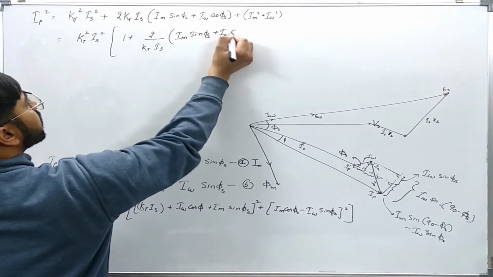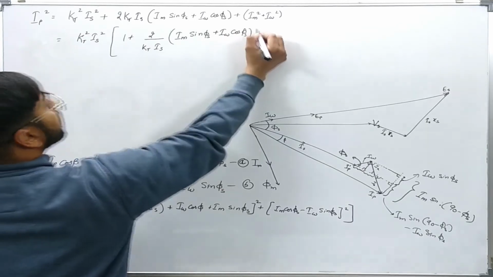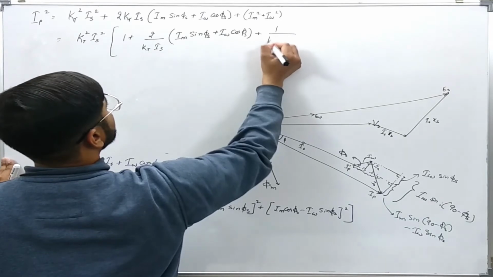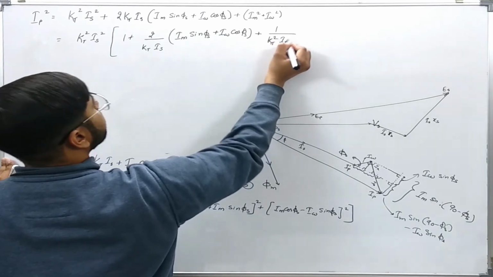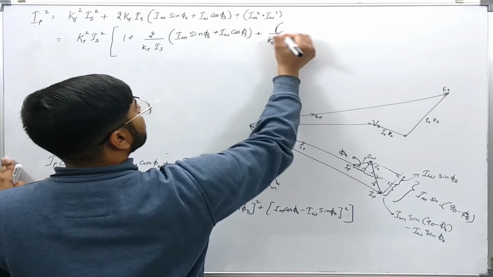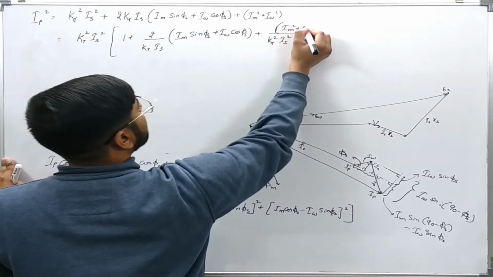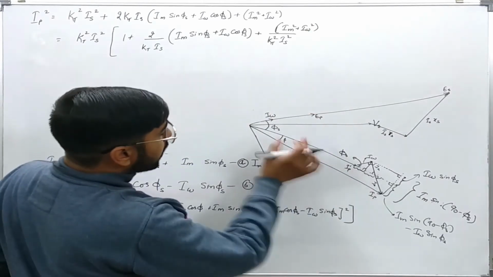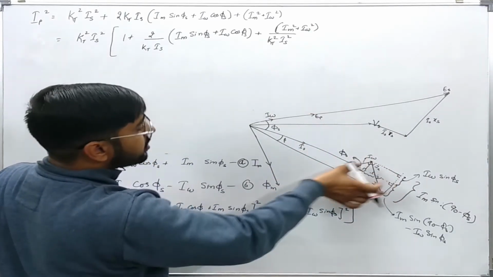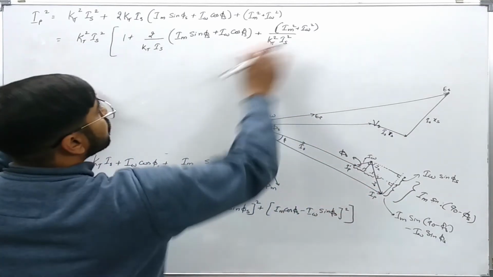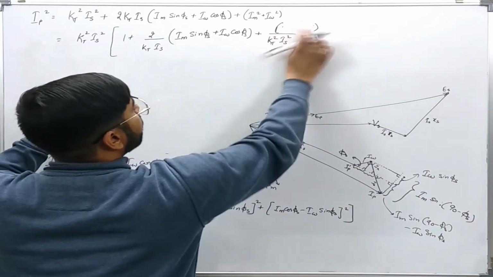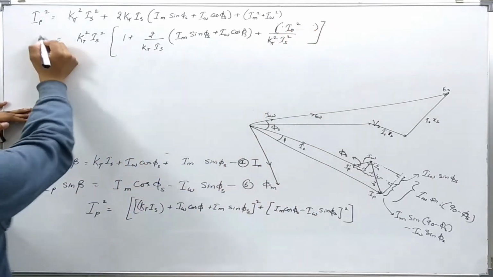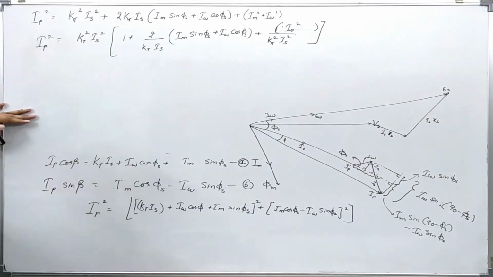So this I omega cos phi s plus KT IS squared times Im square plus I omega square, or IW square. Now you see that IW square plus Im square is nothing but IO squared. So it is the magnitude of the no load component. Okay, so this is IP squared.